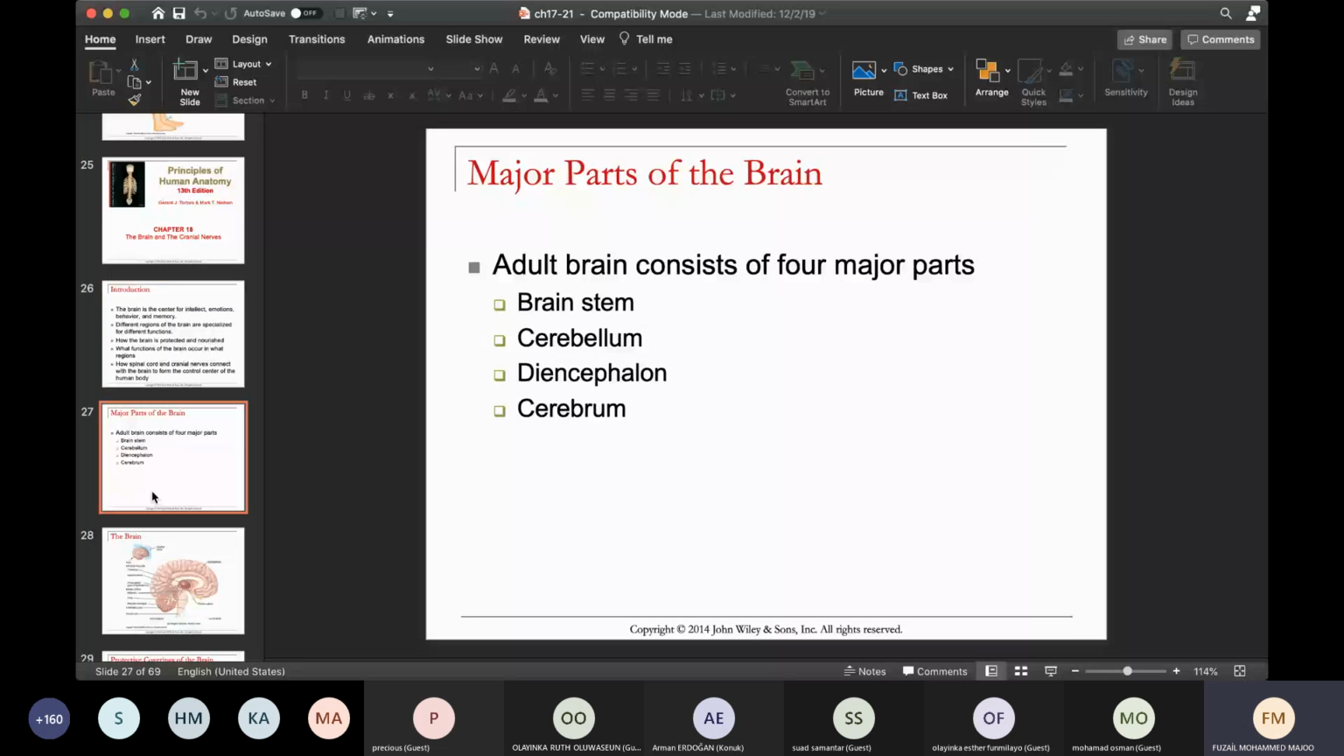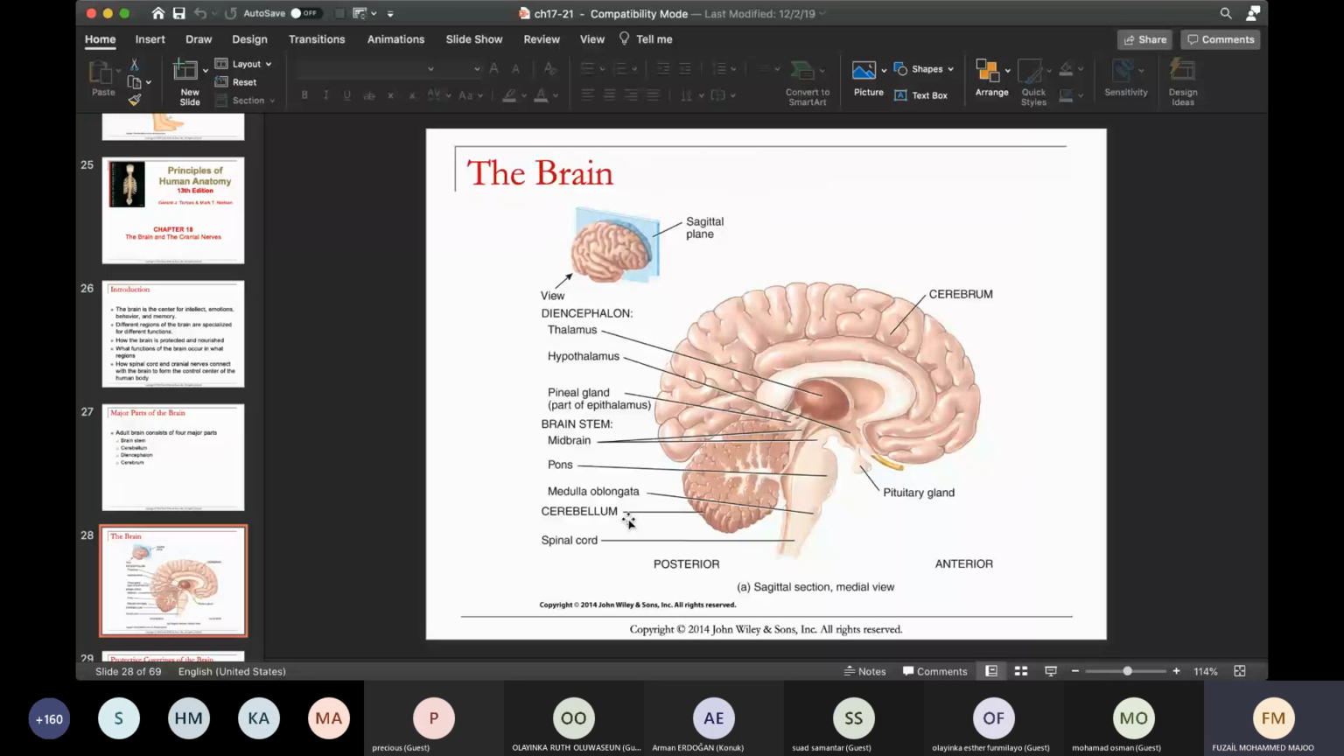When you look at the adult brain, there are 4 parts that it's made up of. You have the brainstem, the cerebellum, the diencephalon, and the cerebrum. So we have our brainstem over here. Next, we have the cerebellum. That's this part here. Then we have this part here, the di means 2. So the thalamus and hypothalamus make up your diencephalon.